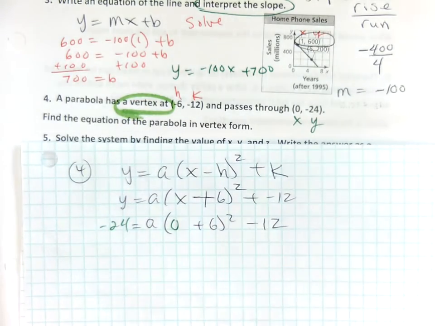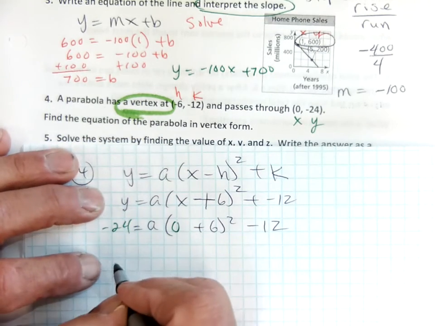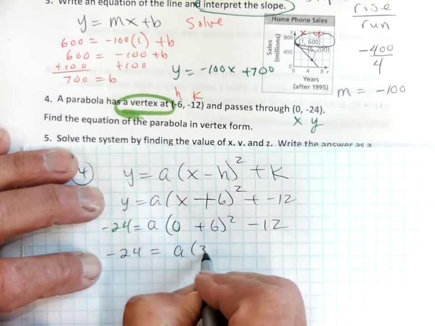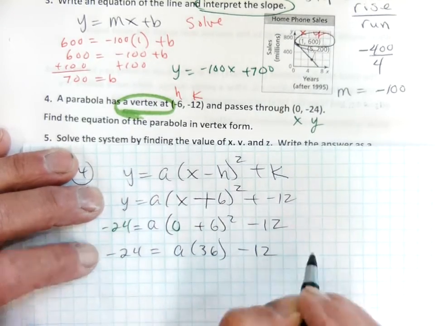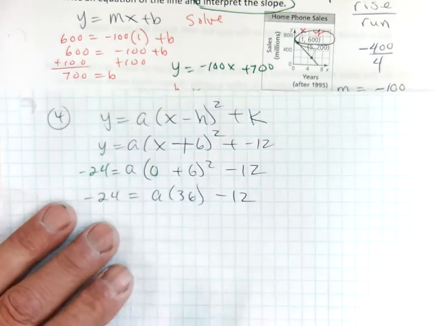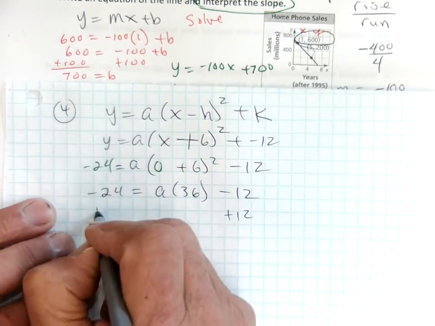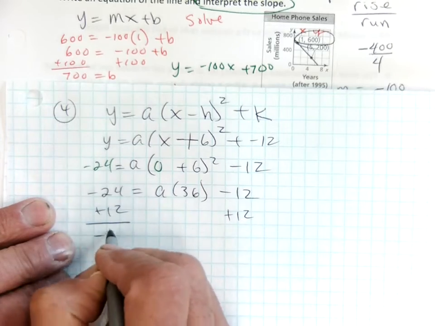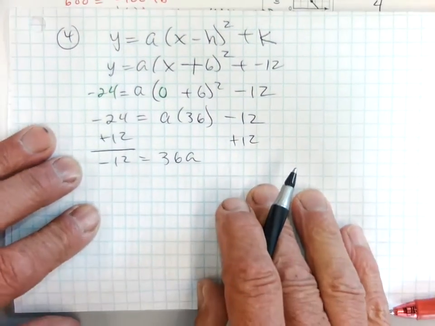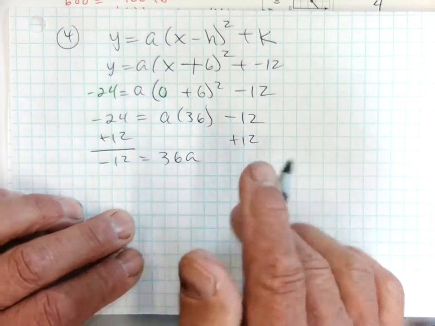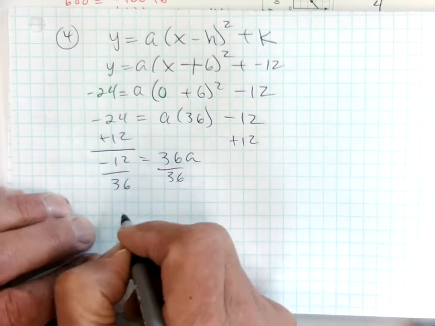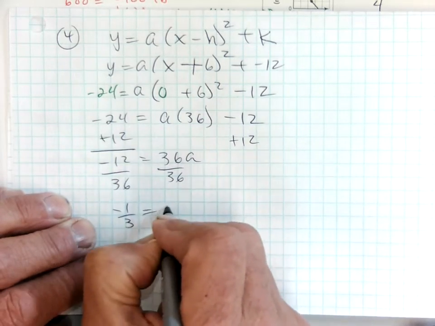So to solve for a, I'm just going to go ahead and simplify this. I've got negative 24 equals a times 36, because 6 squared, minus 12. I'm going to go plus 12, plus 12. I'm going to go negative 12 equals 36a. Still solving for a, so I'm going to divide by 36. And that'll reduce to a negative 1/3 as a fraction.